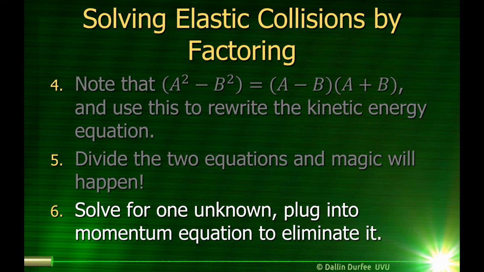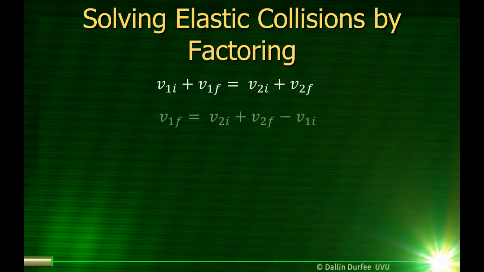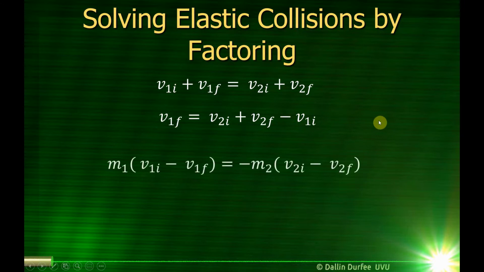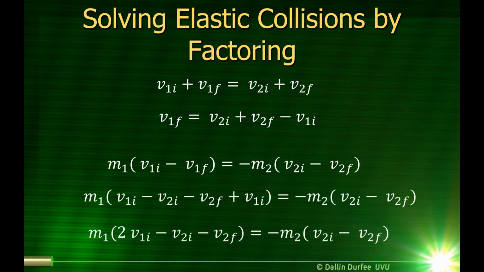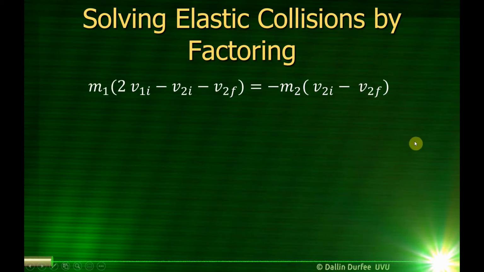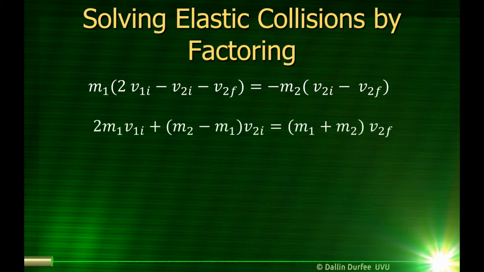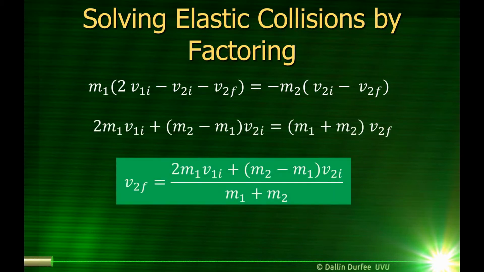Anyway, now the final step is to solve for one unknown and plug it into the momentum equation to eliminate it. So here we go. I've got this equation. I'm going to solve the equation we found by doing our tricks for v1 final, so I'll just take v1 initial to the other side. Now I have this equation for v1 final. I can plug it into my momentum equation. So we'll plug it in here, and then it's just a matter of algebra. I simplify some things, and then I only have initial velocities and v2 final. I can solve for v2 final. It's just a matter of some algebraic manipulation, and I get my solution, v2 final.